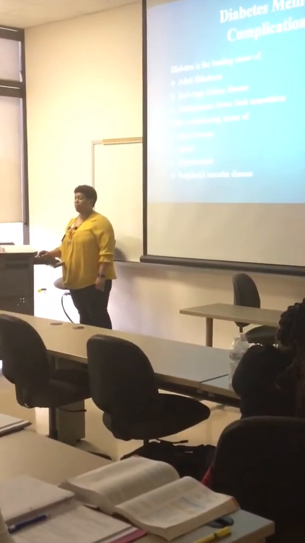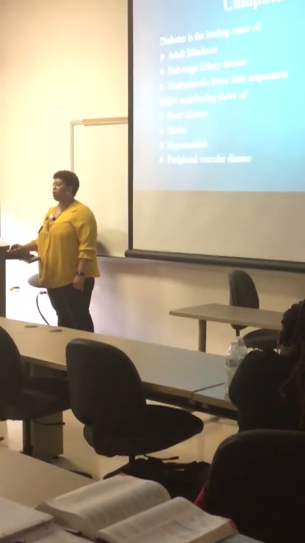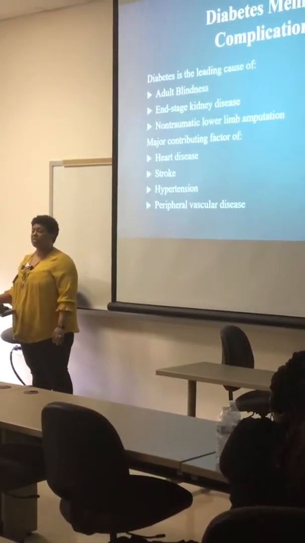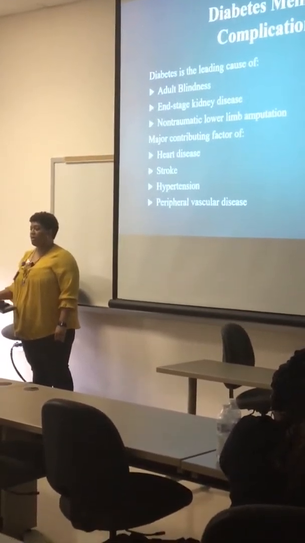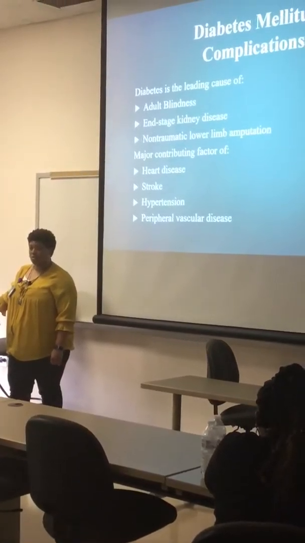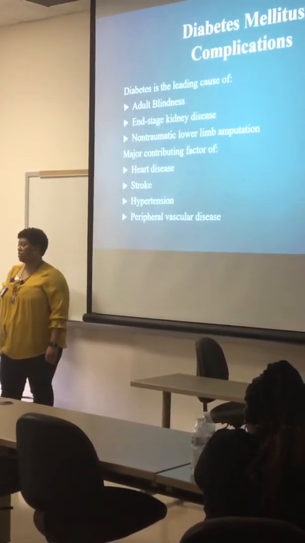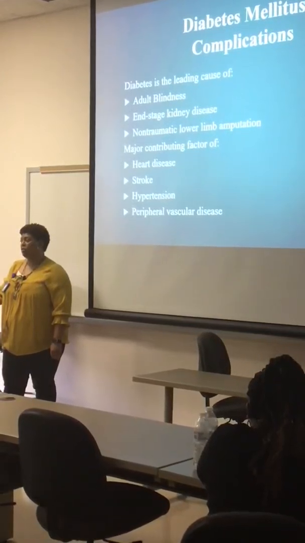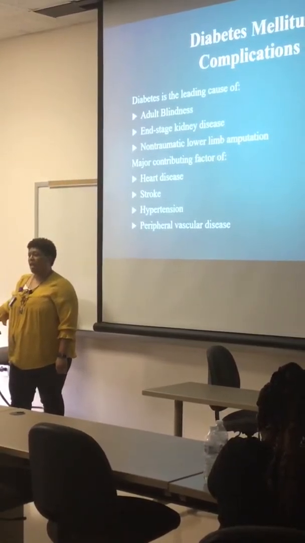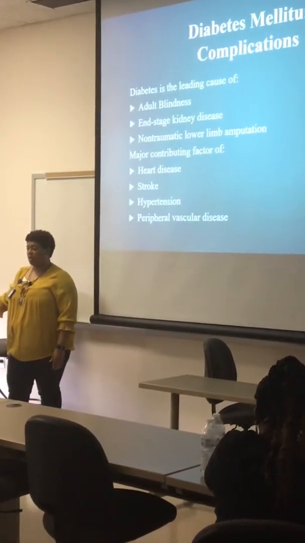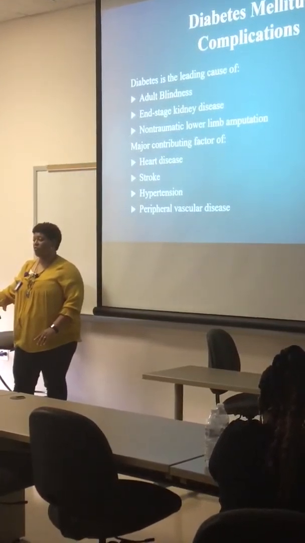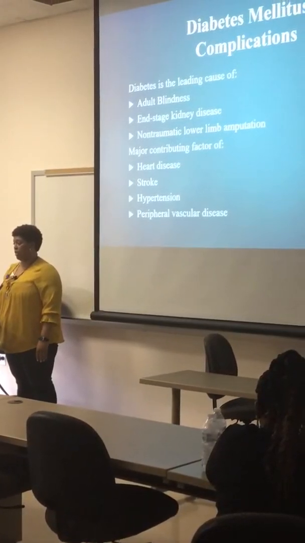Some complications of diabetes. Diabetes is the leading cause of adult blindness, and end-stage renal disease combined with cardiovascular disease and high blood pressure. Diabetes contributes to end-stage renal disease where the person will eventually go into renal failure and may have to have dialysis. You also have non-traumatic lower limb amputations, as I said before. They develop peripheral vascular disease, and as a result of that, they will have to have an amputation, whether it's of the toes, legs, however, wherever the circulation is no longer adequate.